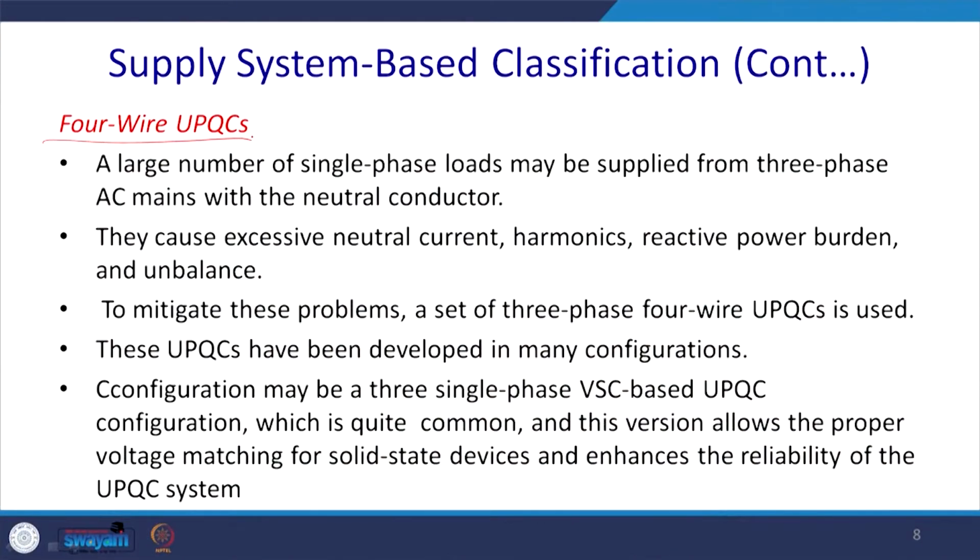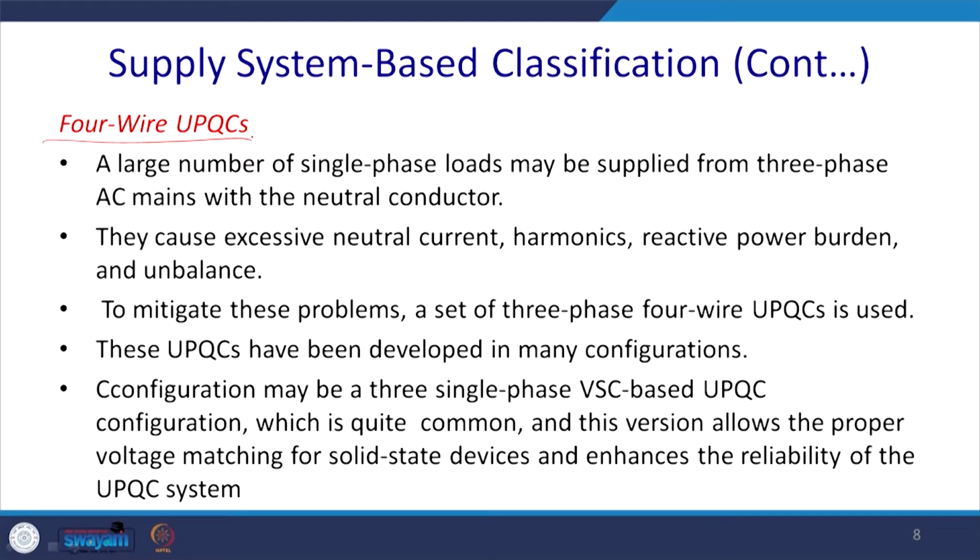Similarly, we have a problem of the neutral current, and thus we have a problem of unbalance. So, we wanted to compensate, and instead of putting 3 single phase units in each phase, we will require to combine them, and we will put it as a 3 phase 4 wire system.